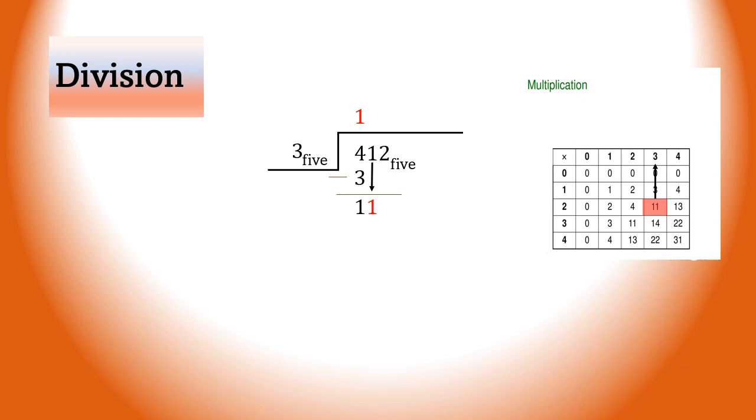So 11 divided by 3, that's going to be 2. So 2 times 3, that's 11 in base 5. Remainder 0. We're going to bring down the 2. 2 divided by 3, that's 0. So the answer is 120 base 5, and the remainder 2 base 5.